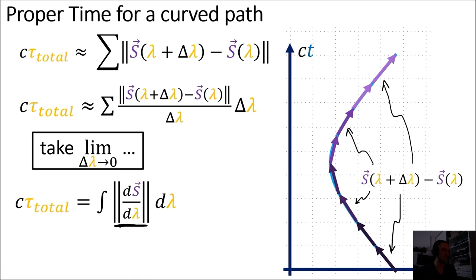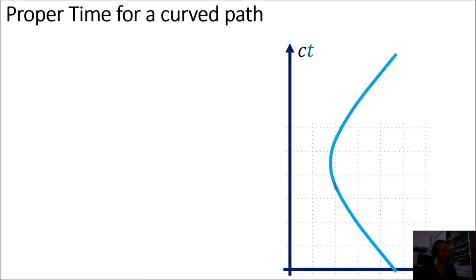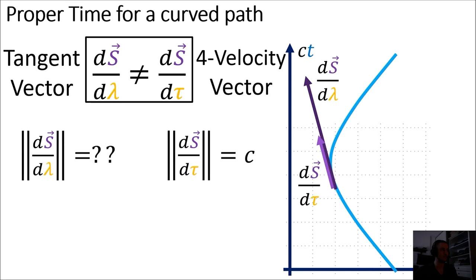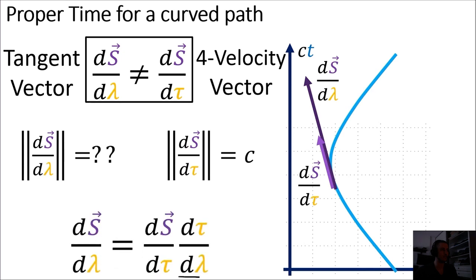We get an integral of the Minkowski length of the tangent vector ds by d lambda times d lambda. Also, I just want to point out that the world line's tangent vector ds by d lambda is not the same thing as the world line's four-velocity vector ds by d tau. The four-velocity vector ds by d tau always has a Minkowski length of c, but a generic tangent vector ds by d lambda can have any Minkowski length. The two vectors are related by the single variable chain rule using d tau by d lambda.